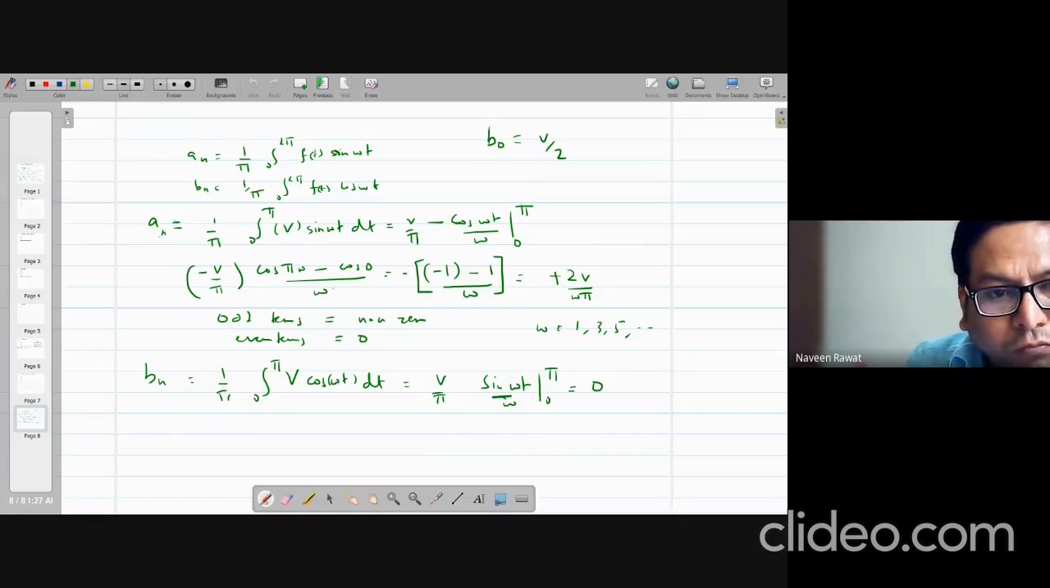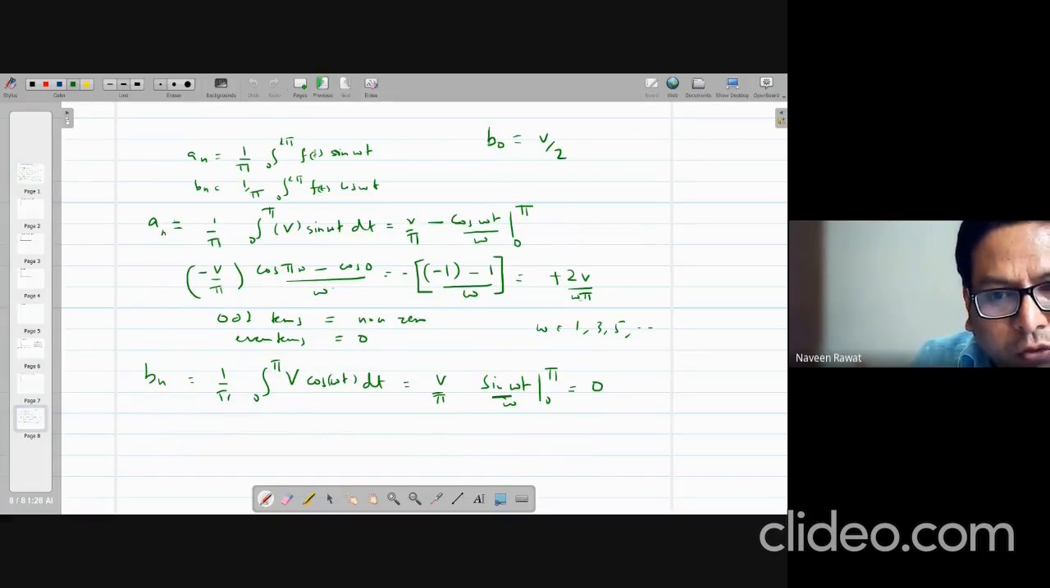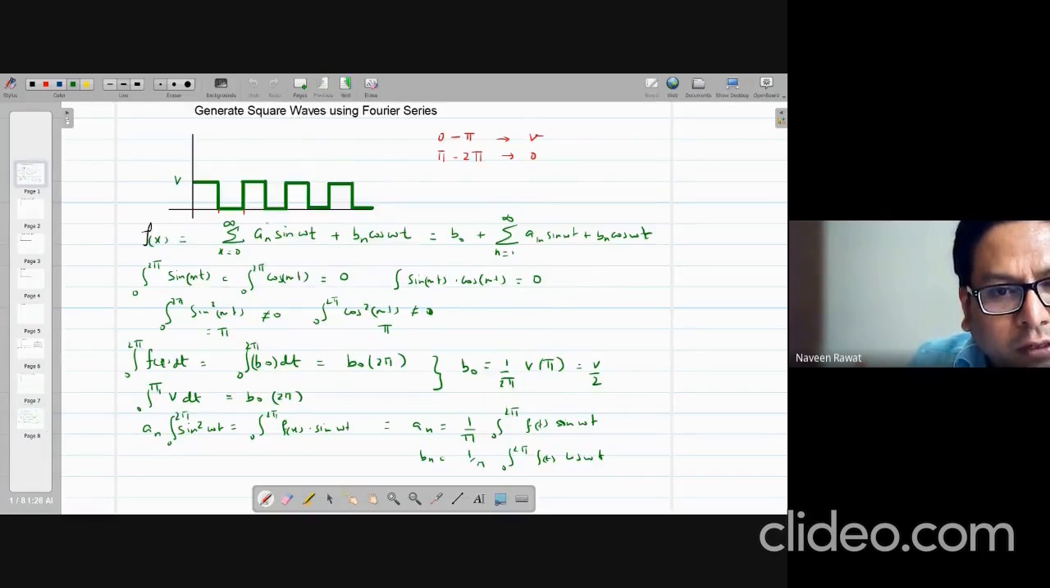Okay, so remember, the n terms have the sine terms, right? So the first term will be 2v by pi, then there will be sine omega t, that is sine of t, and then the second term will be 2v by 3 pi, because there is a 3 factor here. Okay, so 2v by 3 pi, and then you should get sine of 3 omega t here. Okay, and then sine of 5 omega t, sine of 7 omega t. So that is the Fourier series.